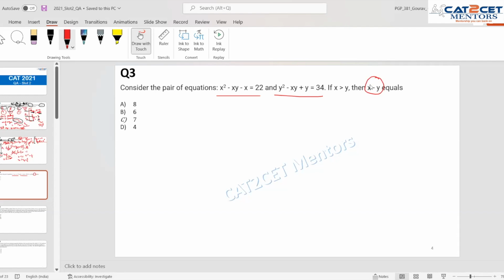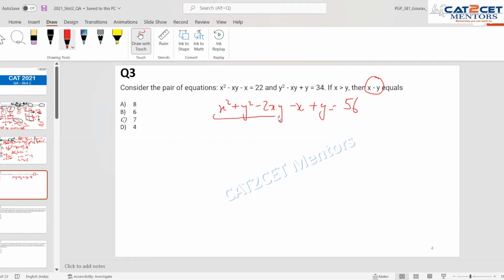And we can see this is equation 1 where we are given x square minus xy, and in this equation it is given y square minus xy. So why don't we add both the equations? Okay, so let's add the equations. x square plus y square minus 2xy minus x plus y equals 56. Okay, we just added the equations.